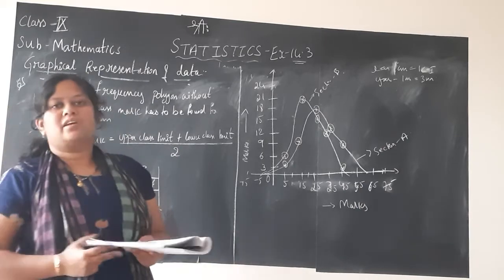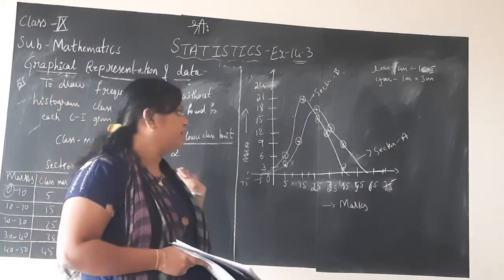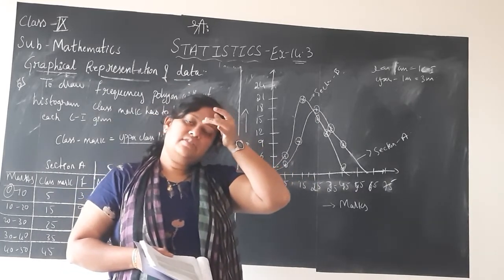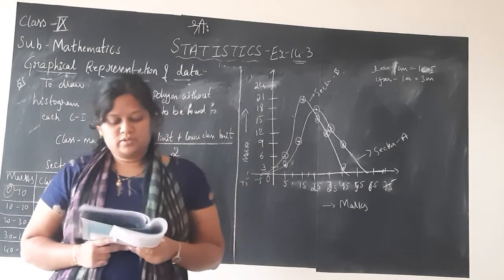Now you know how to draw a frequency polygon. You will find out the class mark. You will take the class mark on the x axis, and on the y axis you will take the given score.